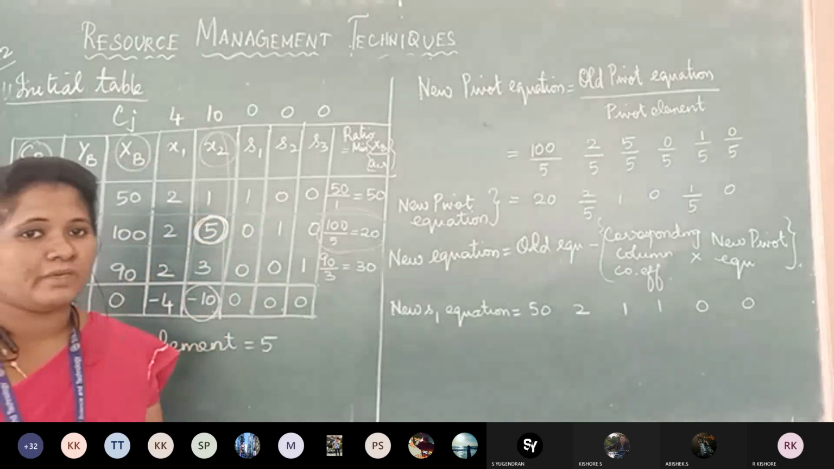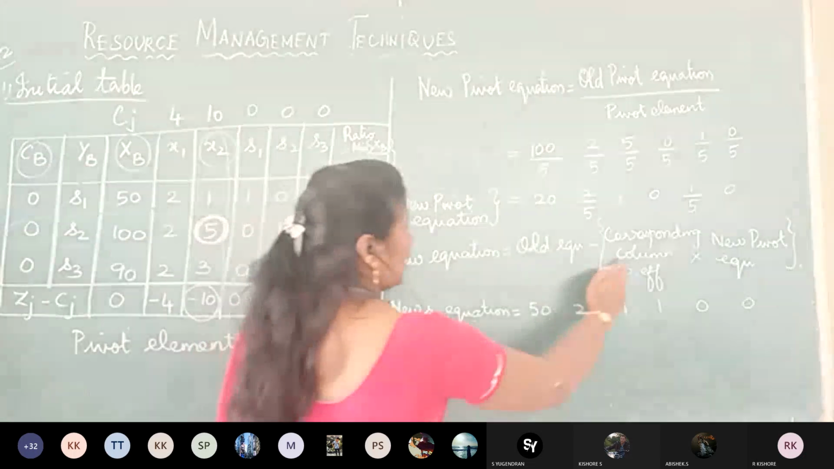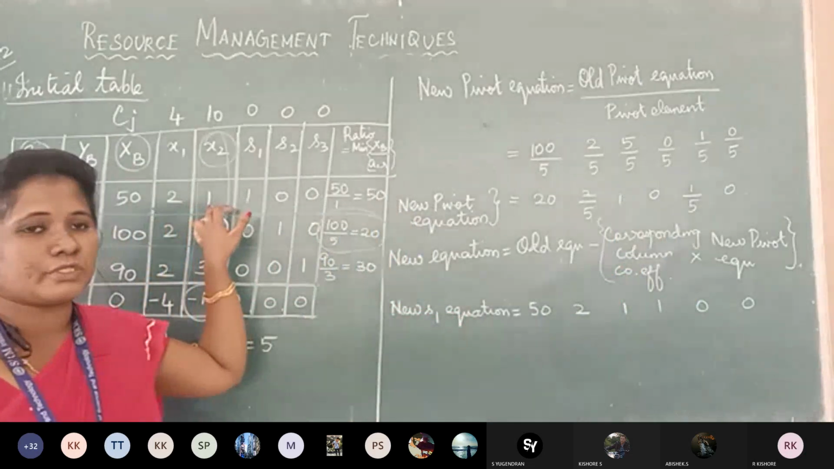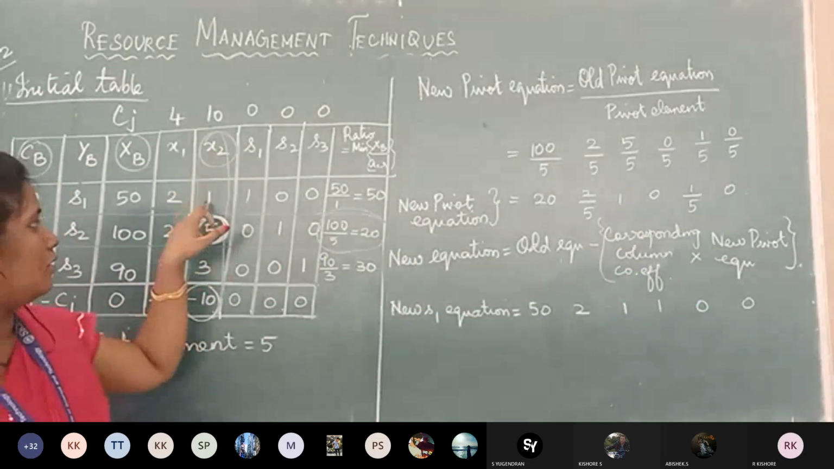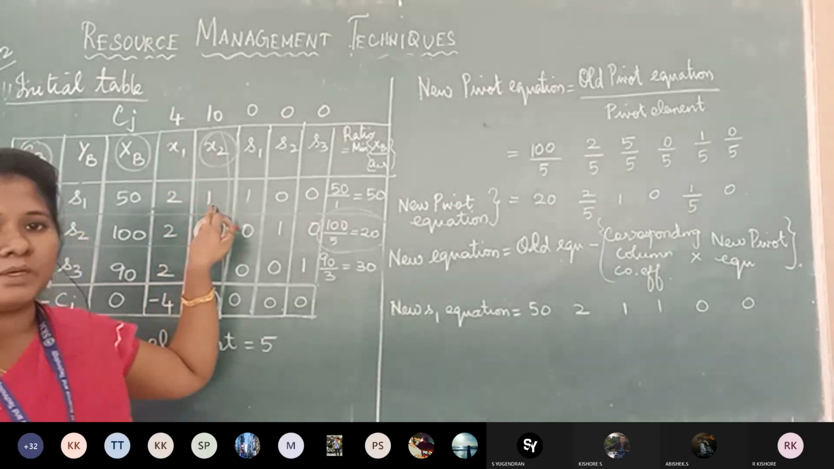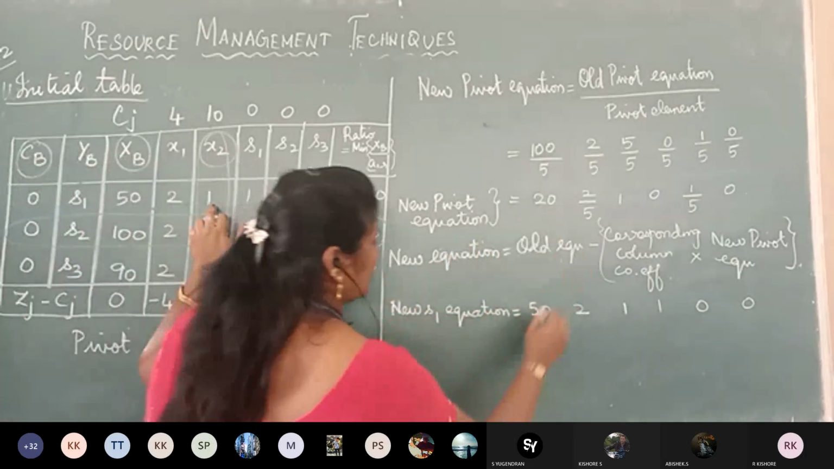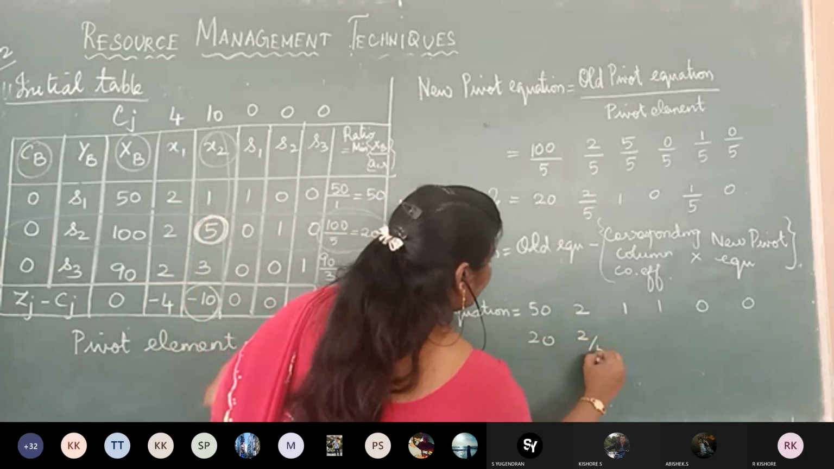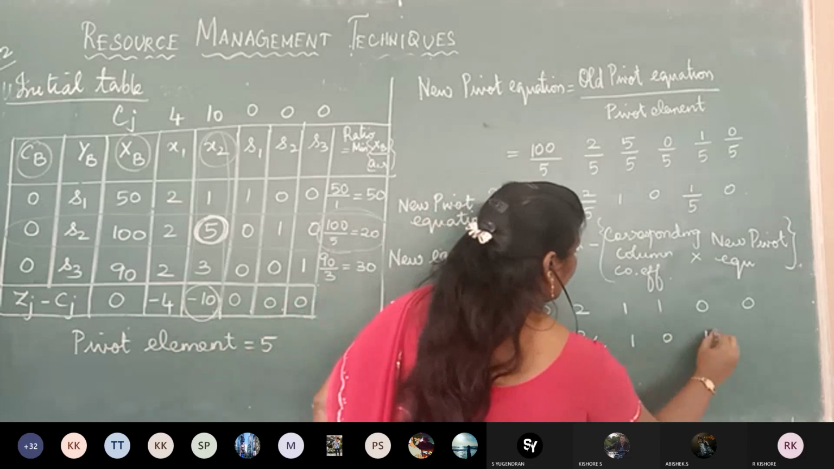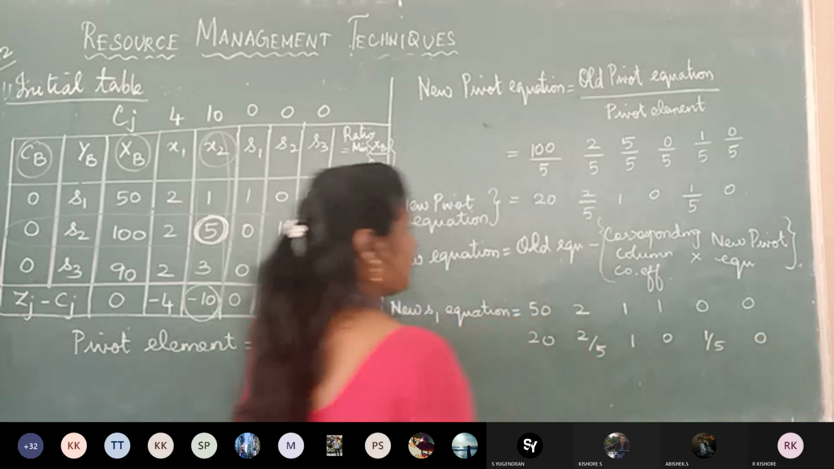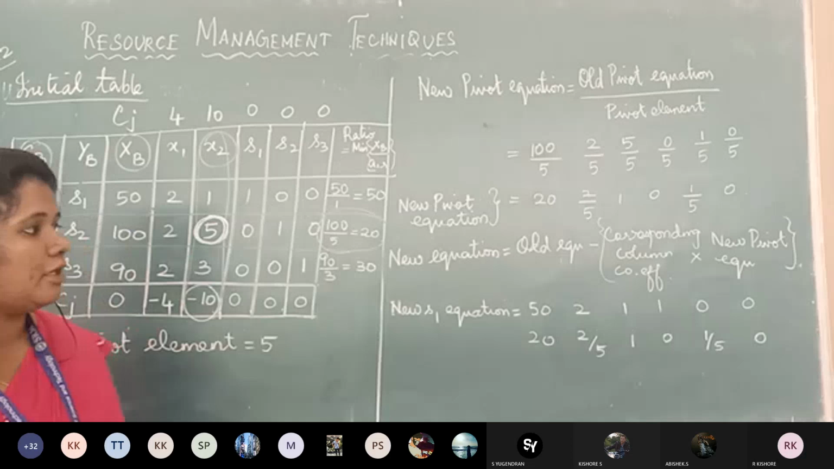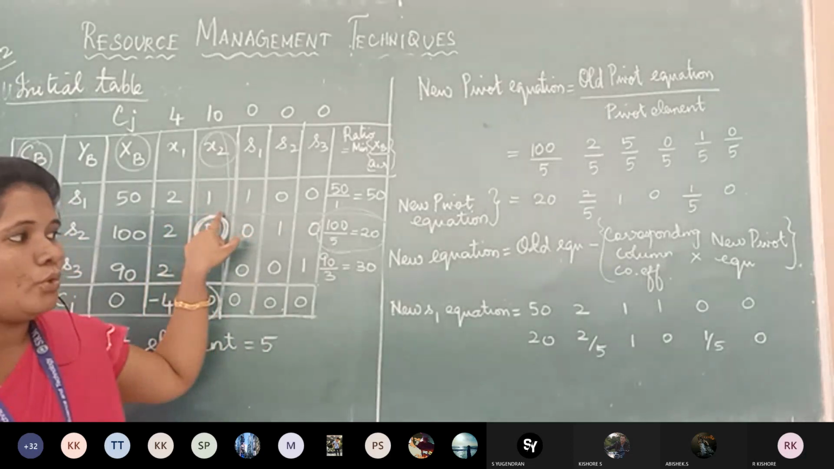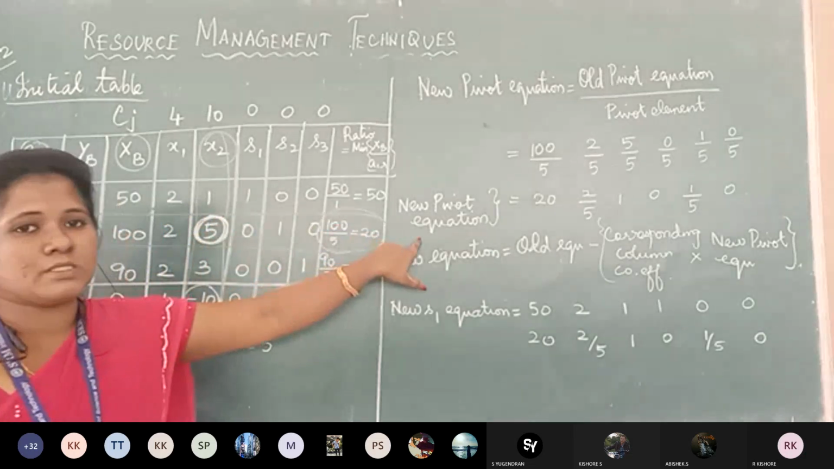When you write it, be very careful. Minus your corresponding column coefficient. Your corresponding column coefficient is 1, into the new pivot equation. Your new pivot equation is this. So into 1, you put 20, 2 by 5, 1, 0, 1 by 5, and 0. That is your corresponding column coefficient, your 1, into your new pivot equation.